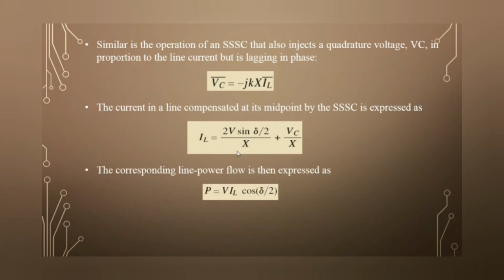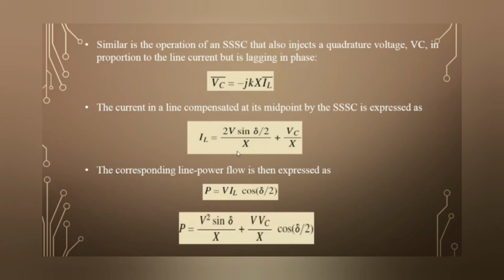Or again, if we put in the value of I_L, the equation becomes V squared into sin delta by X plus V into V_C by X into cos(delta/2). V_C is the compensated voltage which is injected by the TCSC.